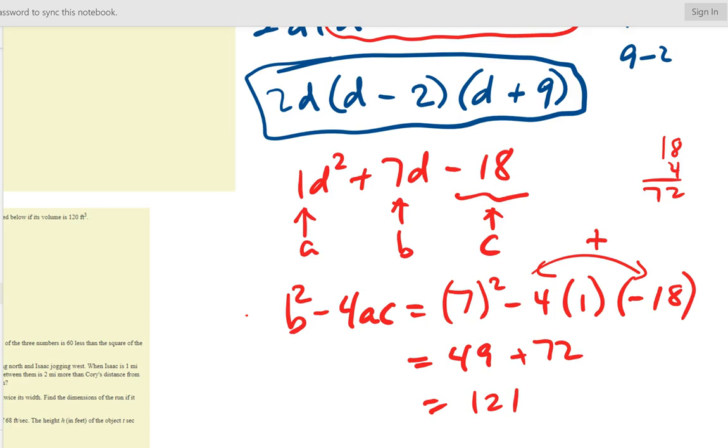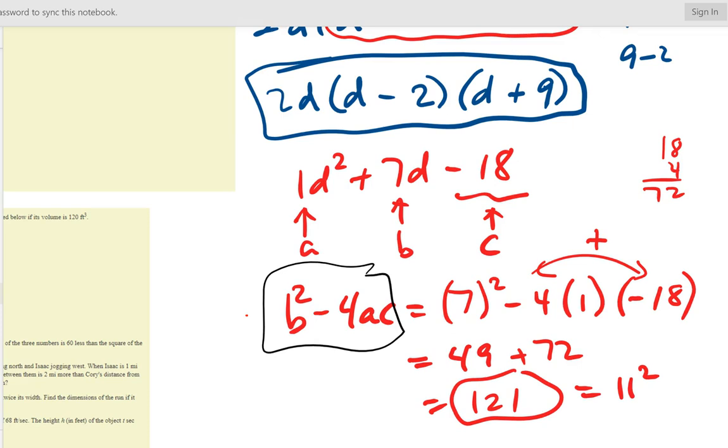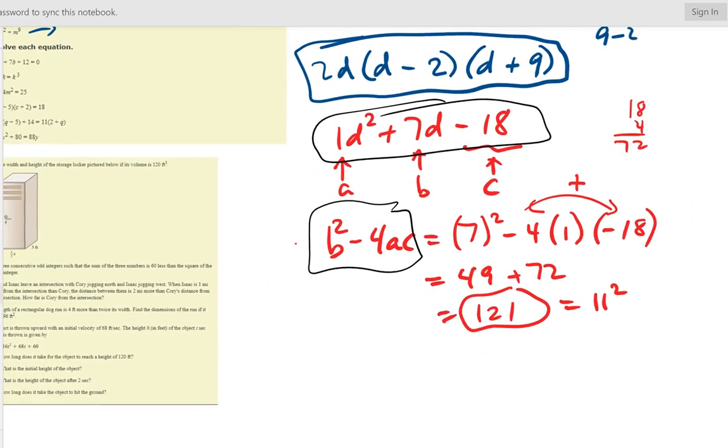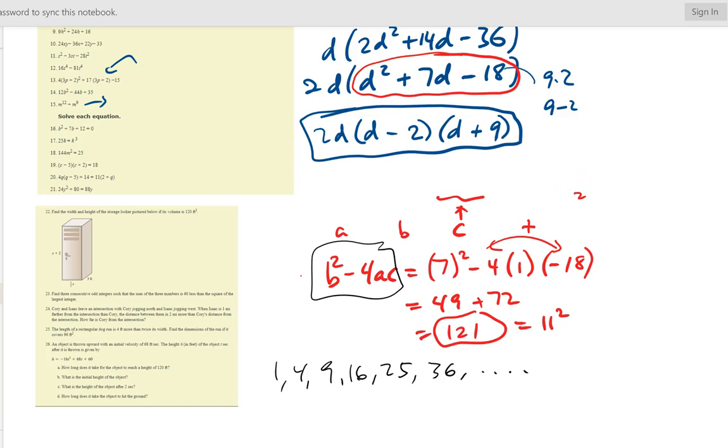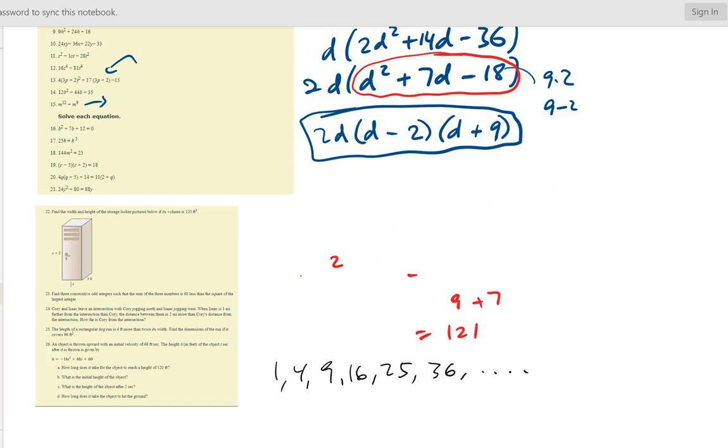Wait, time out. 49 and 72 is 121, right. And 121 is a perfect square, it's 11 squared. Whenever you do this and you get a perfect square, your original trinomial is factorable. The perfect squares are 1, 4, 9, 16, 25, all the numbers squared, 36, and so on. If you don't quite understand that, that's okay. It's not really covered in the book. It's just a little trick.